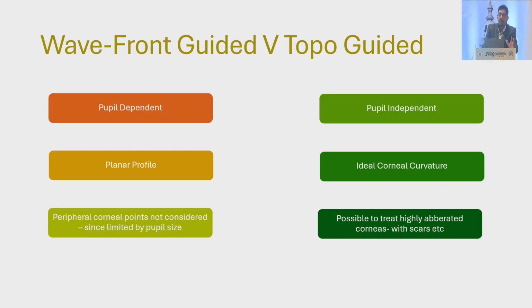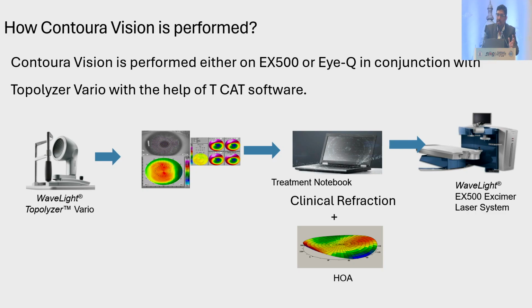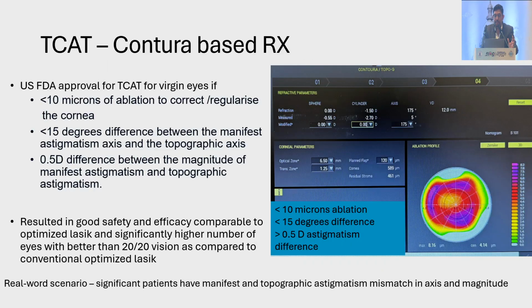So when you're comparing a wavefront-guided with a topography-guided treatment, obviously topography-guided is pupil independent. It tries to create an ideal corneal curvature, and in highly irregular eyes, you might not get good wavefronts, but you might still be able to get a good topography to correct them. This has already been mentioned by Samresh, where we capture the data and feed it into the machine, and you need to treat both the clinical refraction and add on the higher order aberrations that the surface has, which need to be corrected to improve the quality of vision that the patient can get.